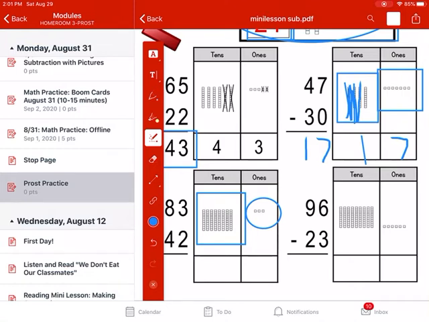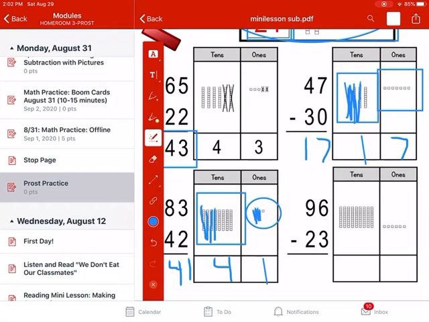In 42, in the ones place, there is a 2. So we will cross out 2 of those ones the best we can. And in the tens place, 42 has 4 tens. So we'll cross out 4 tens the best we can. And as you can see, we're left with a 1 in the ones place and 4 in the tens place. So 83 minus 42 equals 41.